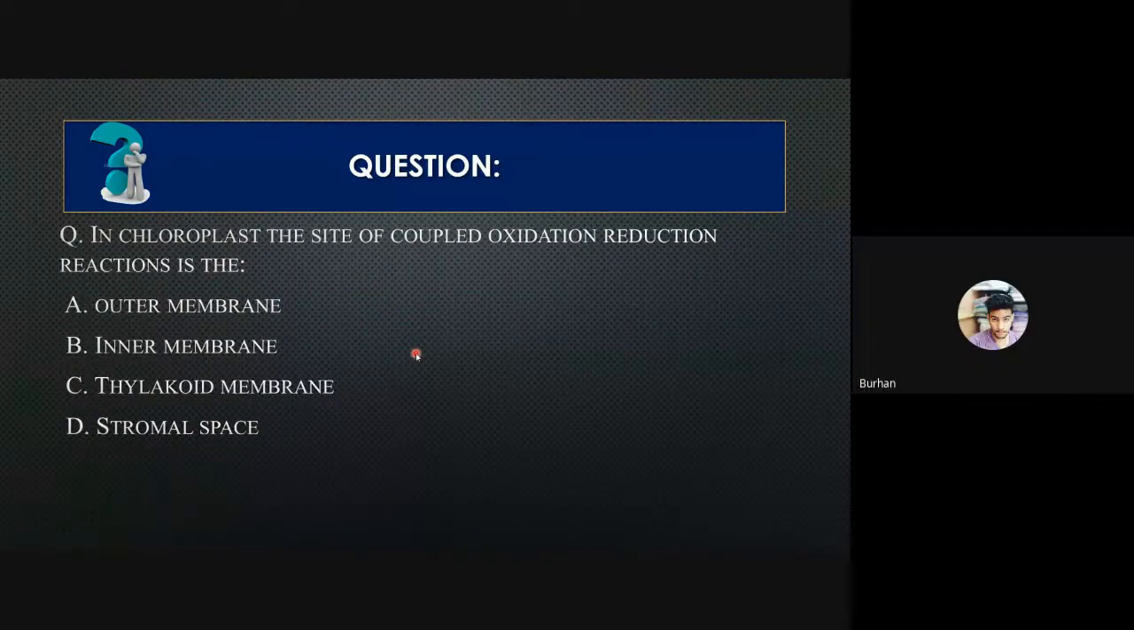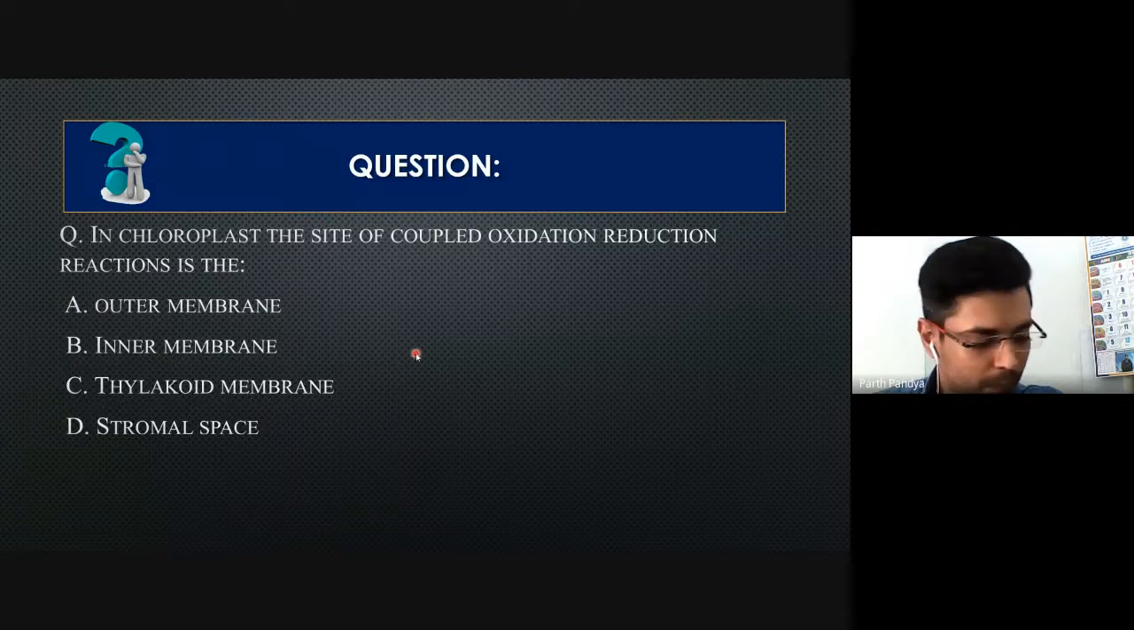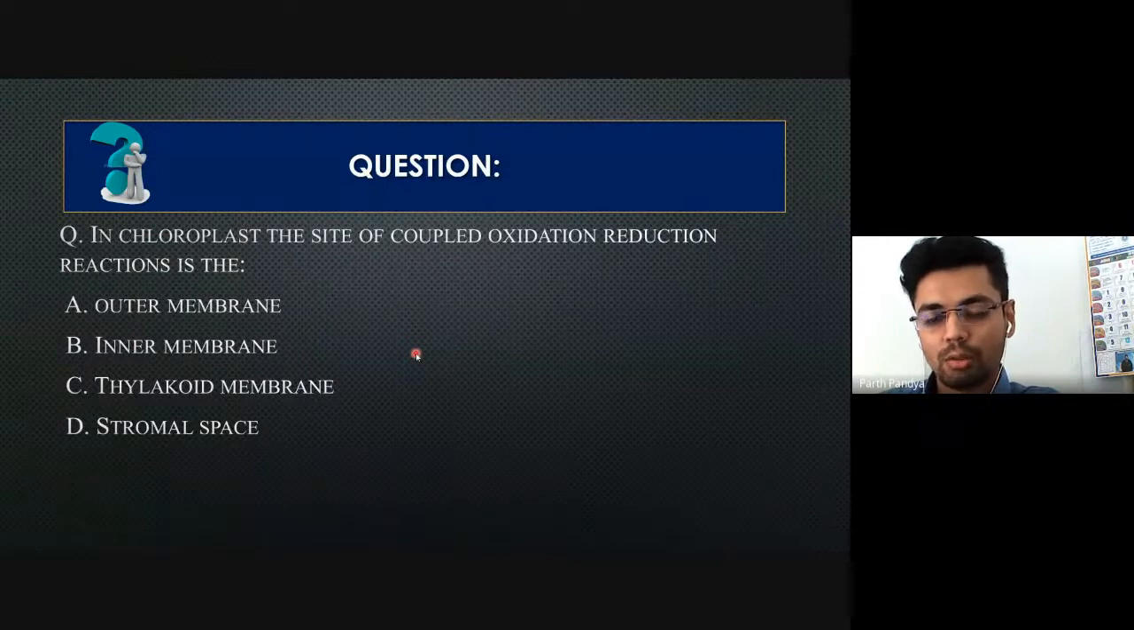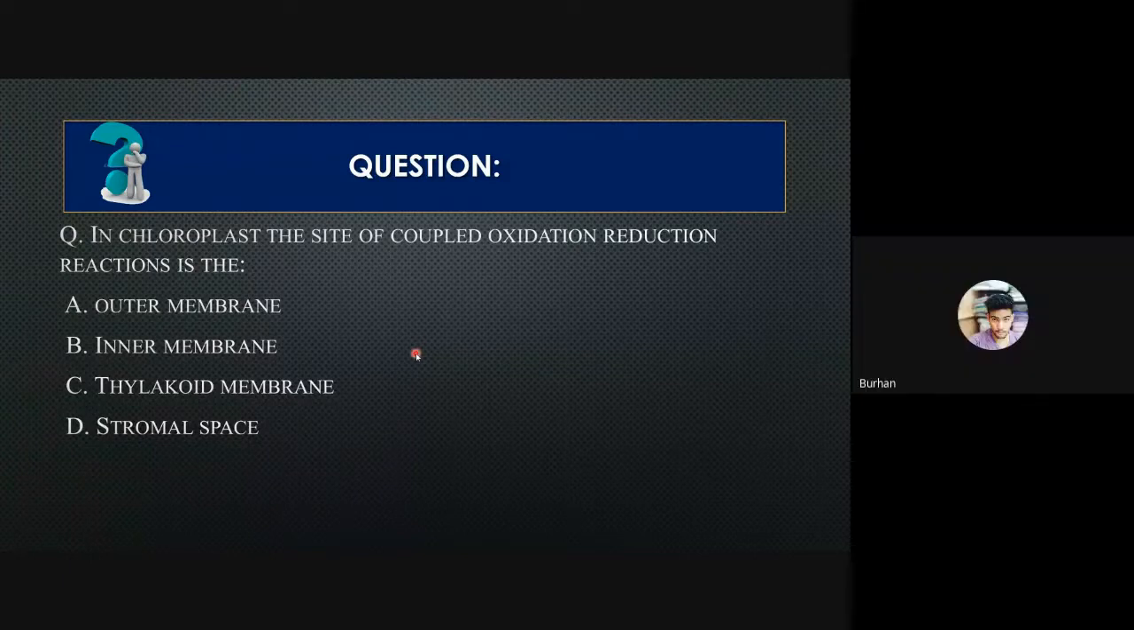Sir, C. Sure. What's your name, my dear? Sir, Burhan. Burhan. Why are you thinking C is the answer? Sir, because the photophosphorylation, cyclic and non-cyclic, takes place here, so that's why.